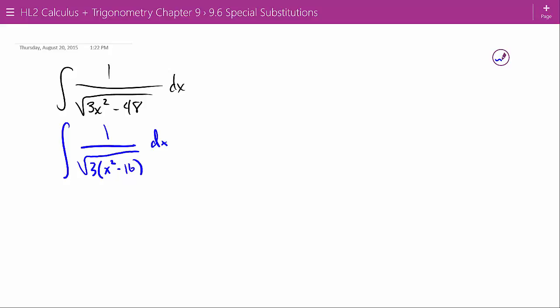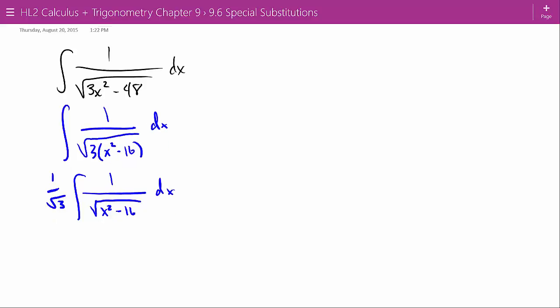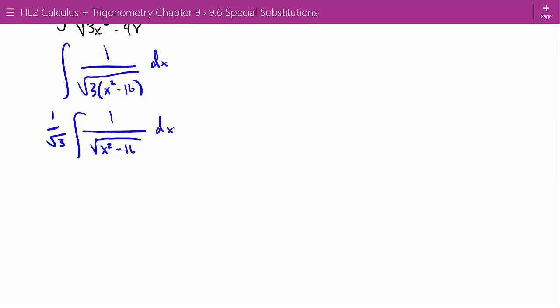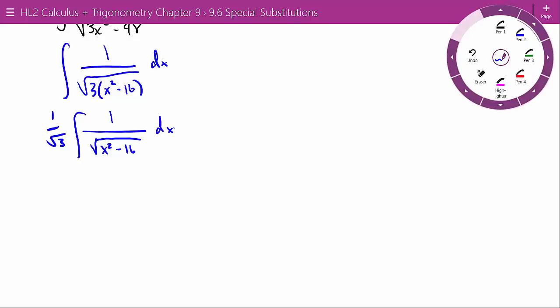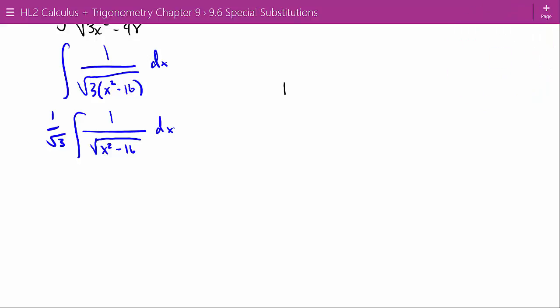And so what we have now is 1 over square root 3 times the integral 1 over square root x squared minus 16 dx. And when we have x squared minus a squared, what do we do, ladies and gentlemen? Look back at your substitutions. We're going to let x equal 4 secant theta, which means that secant theta is equal to x over 4, and cosine theta is equal to 4 over x. I'm just writing down some stuff that I know from that.